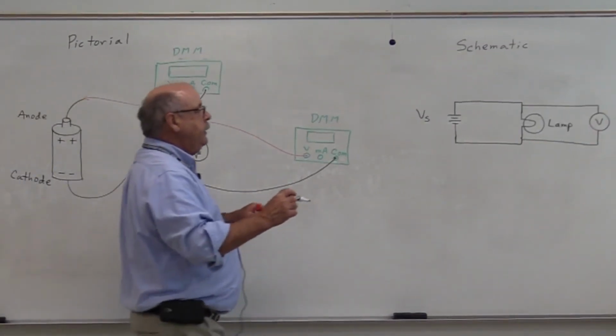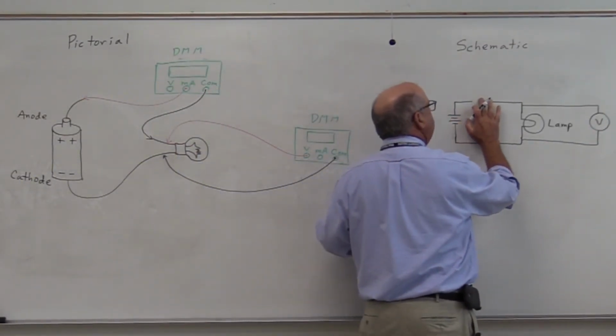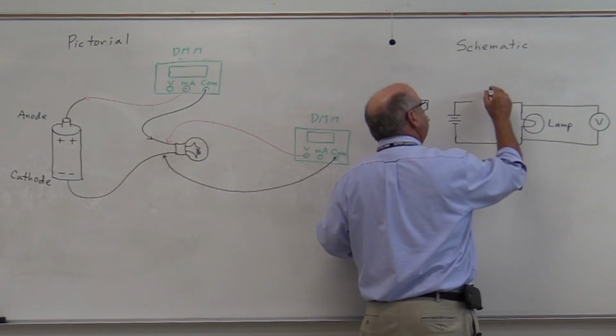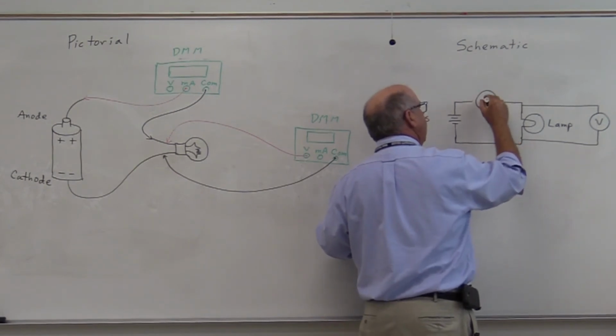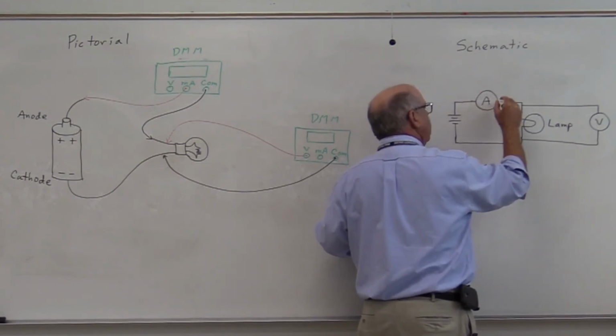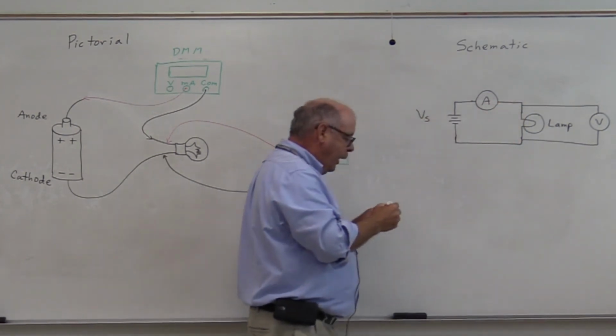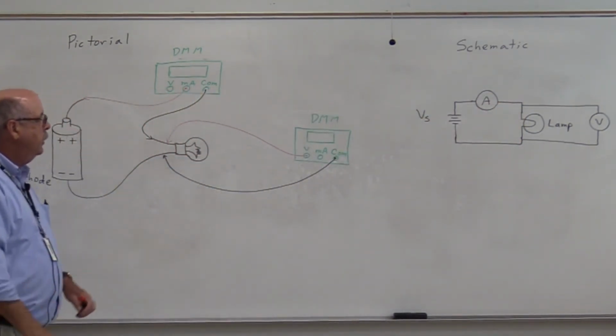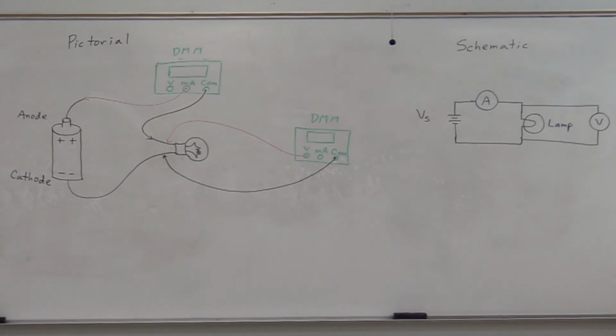Now, to represent this schematically, we draw a circle in line with the load and, of course, put a letter A inside the circle to represent the ammeter.